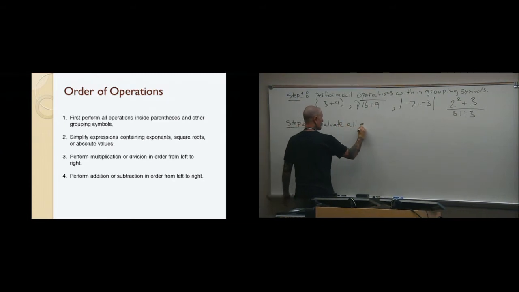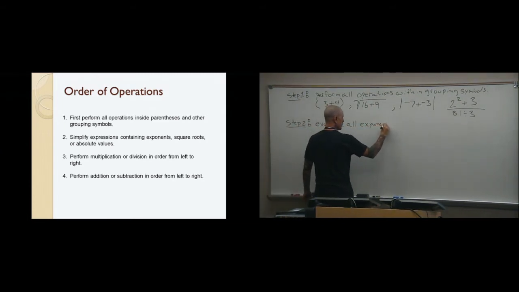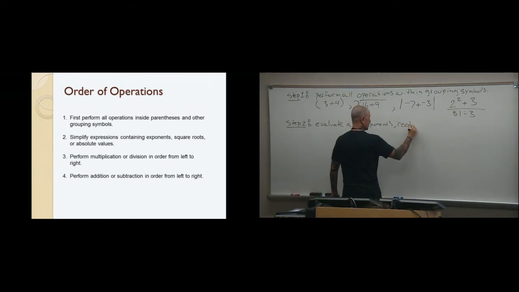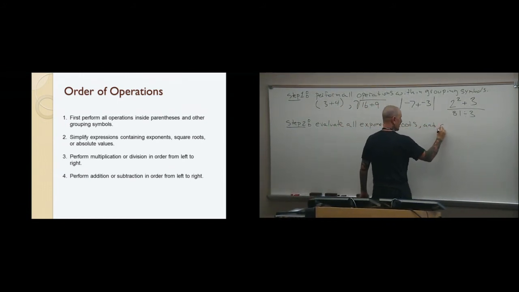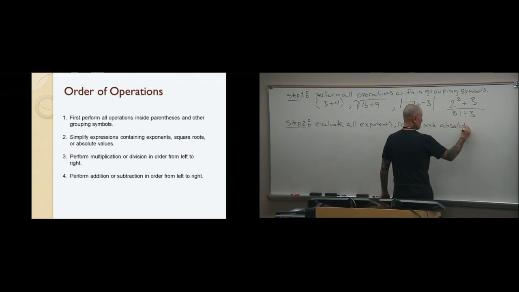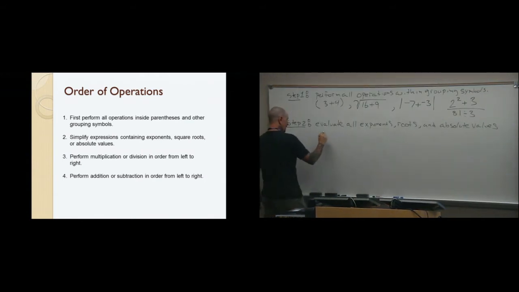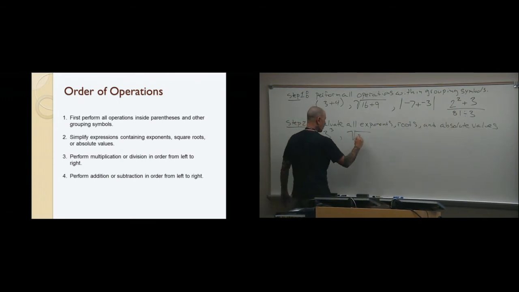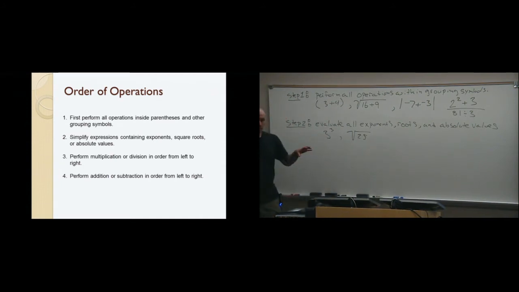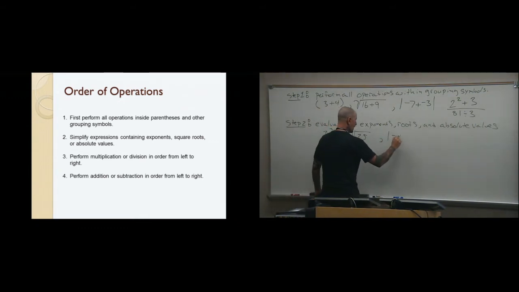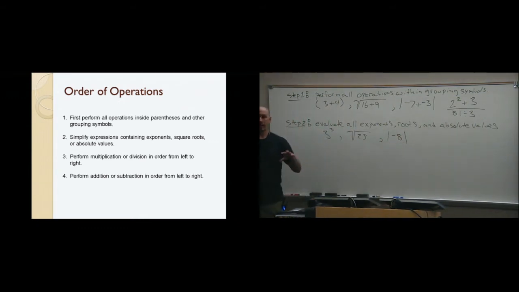Evaluate all exponents, roots, and absolute values. So it's in this step that if we see 3 to the power of 3, we would actually state in step 2 that that's equal to 27. If we saw the square root of 25, in step 2 is when we would evaluate that square root and say that's 5. Or if we had the absolute value of -8, it's in step 2 that we would evaluate that absolute value and say that the answer is positive 8.